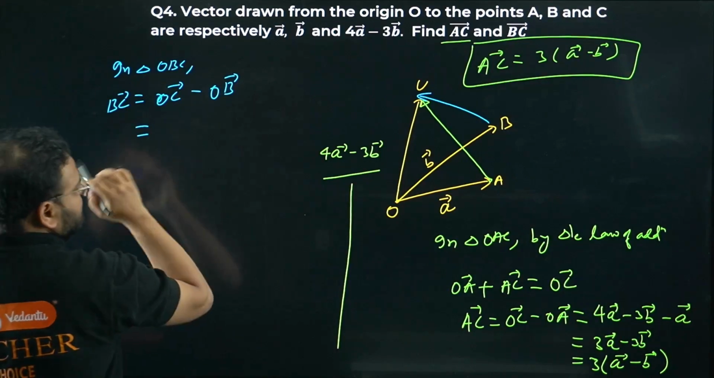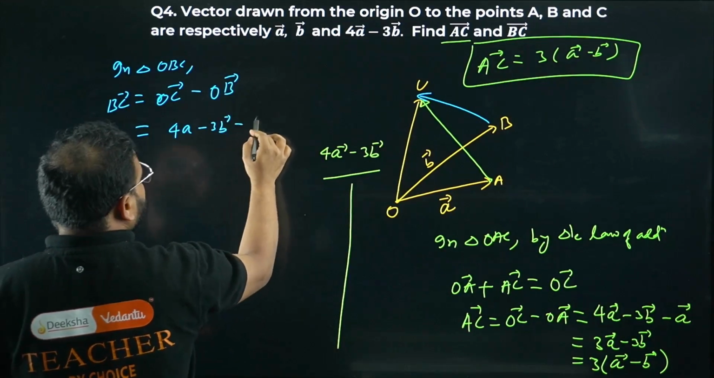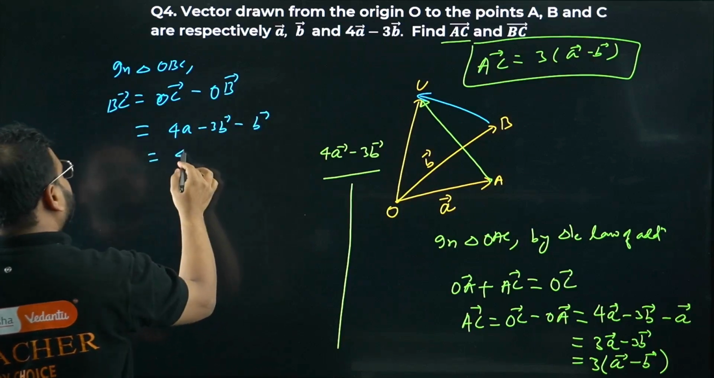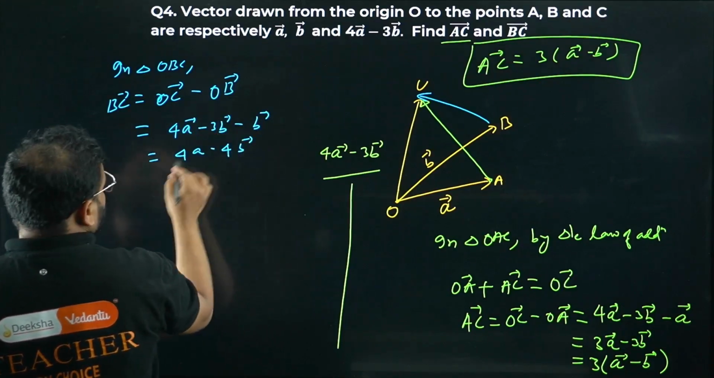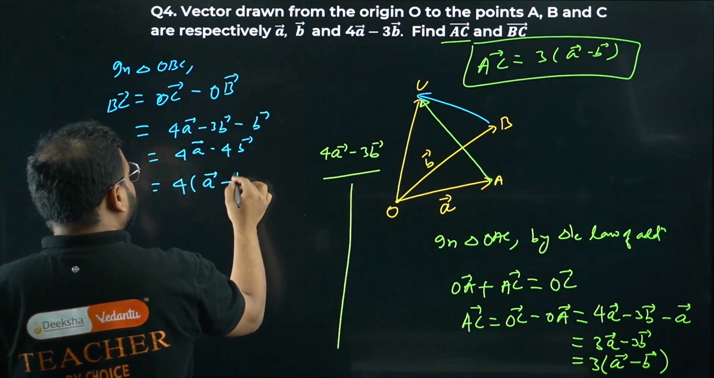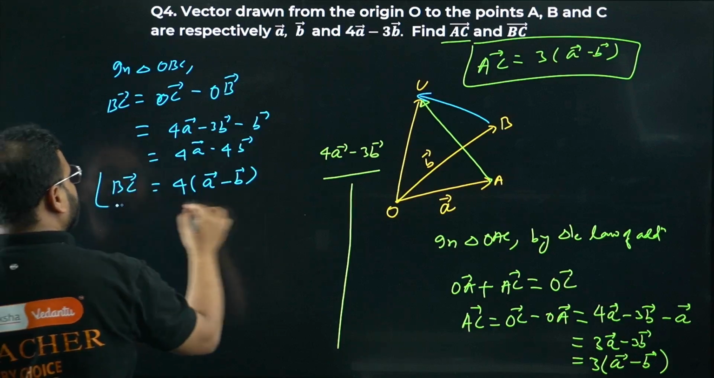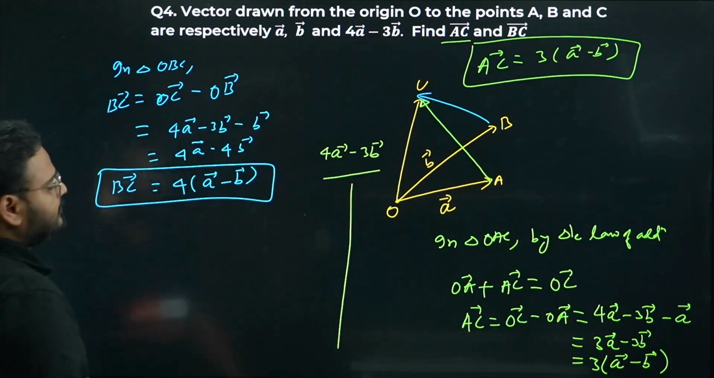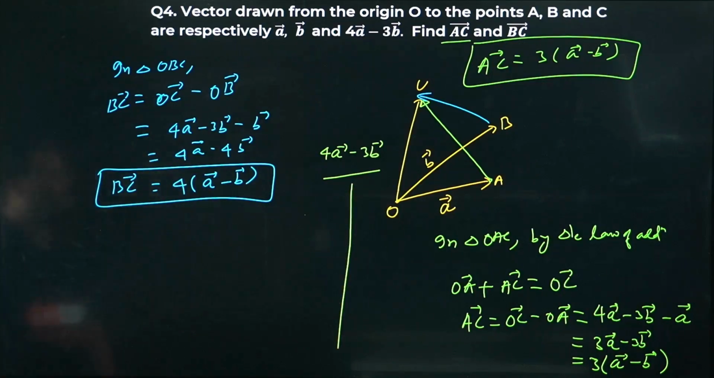How much is that? 4A minus 3B minus B. How much is that? 4A minus 4B, giving me 4 times A minus B. That is vector BC. Done. So AC is there, BC is over here. I hope this is clear. Let's move on now.